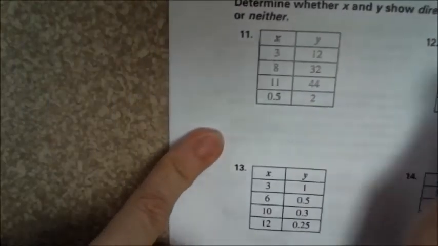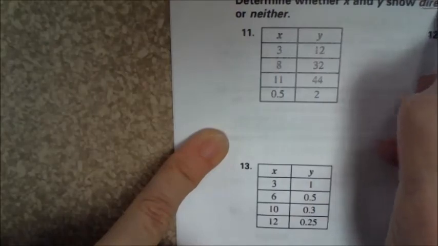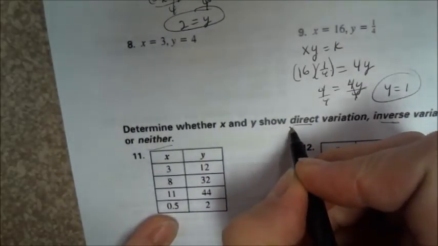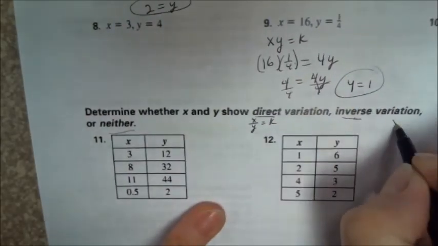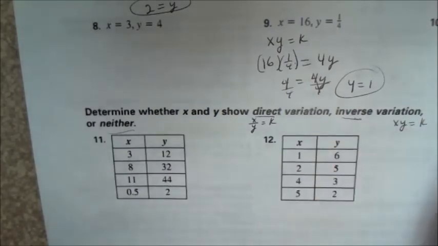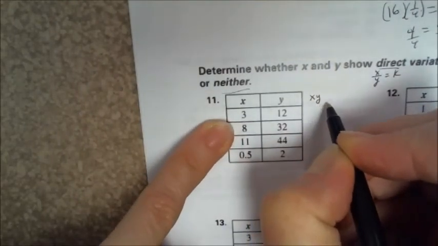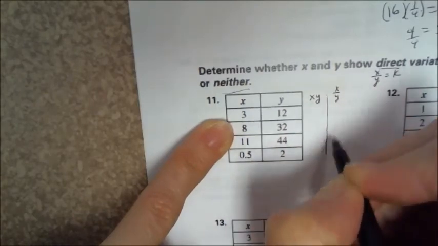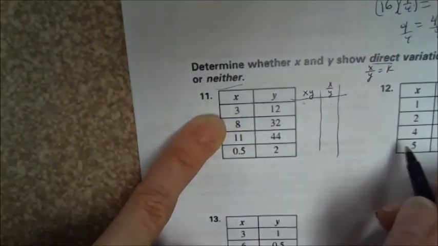I'm going to skip number 10, go on to 11. So for these problems, we have to show if it's direct, or inverse, or neither, just like the problems up above. If it's direct variation, x divided by y is always equal to the same number. If it's inverse variation, x times y is always equal to the same number. So we'll have to figure that out from the table of values. Let's figure out what x times y is. And if they're not all the same, then we'll see if x divided by y will always give us the same number. So we'll just add a third and a fourth column onto this.